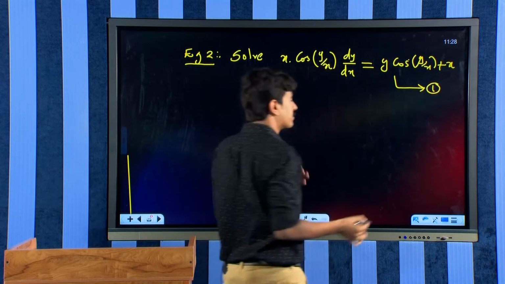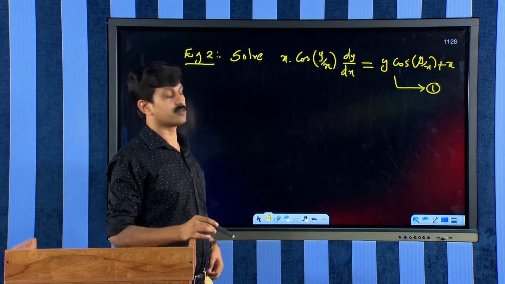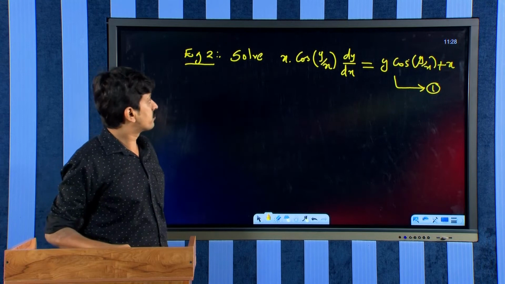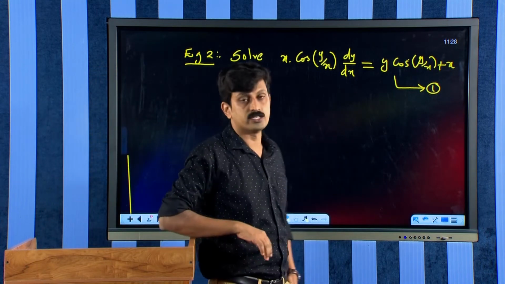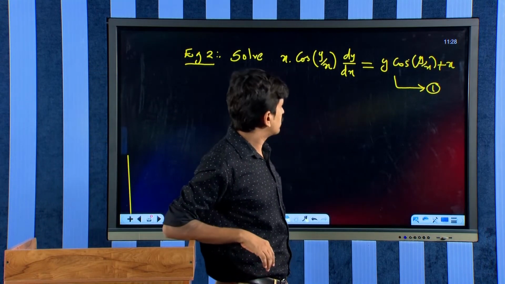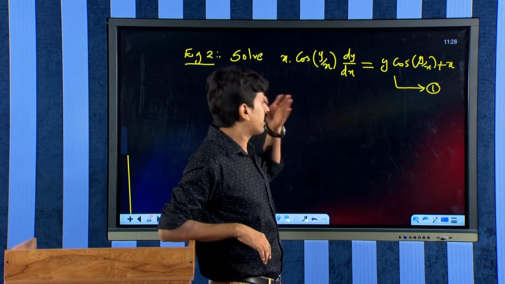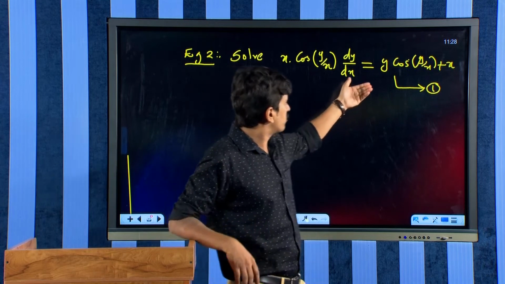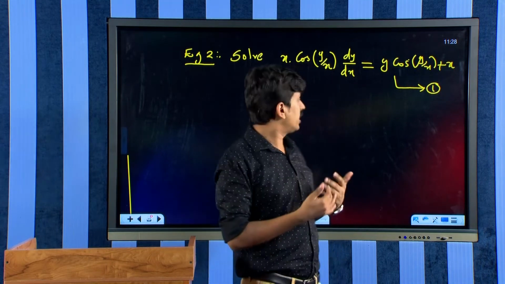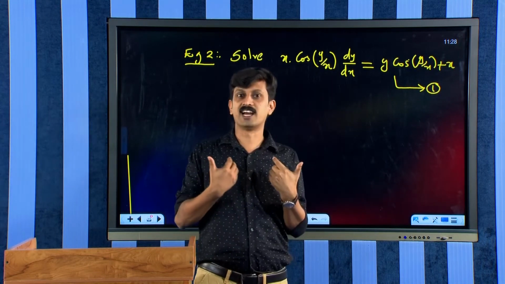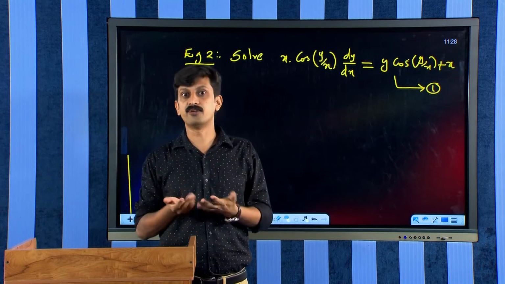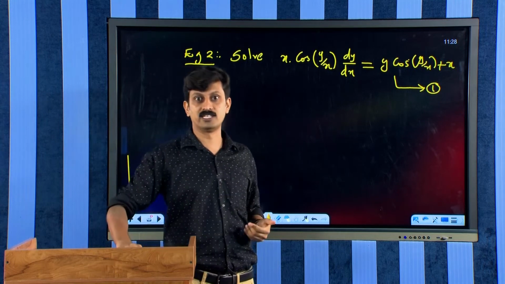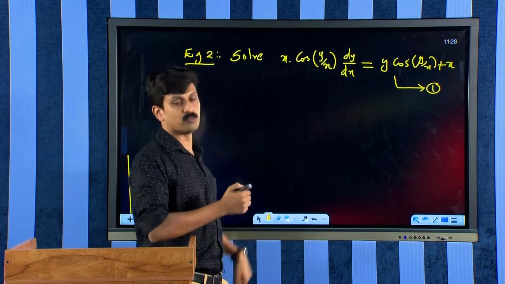So we put that given differential equation as equation number 1. While seeing the differential equation, we check whether it is homogeneous or not. On the left hand side we have x cos(y by x) into dy by dx is equal to y cos(y by x) plus x. While seeing it, we feel that the differential equation may be homogeneous. We have to check and assure that it is homogeneous.